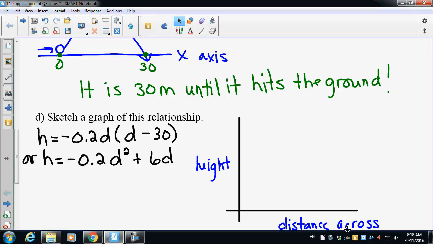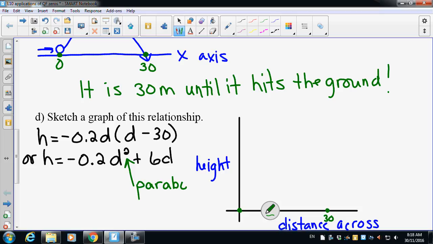And we know that the ball starts on the ground at height 0. And we know that it is 30 meters until it hits the ground again. And we also know, because it is squared, that the shape of the graph is a parabola. So the ball is going to go up in the air and come back down, and at some point it'll reach its maximum height.